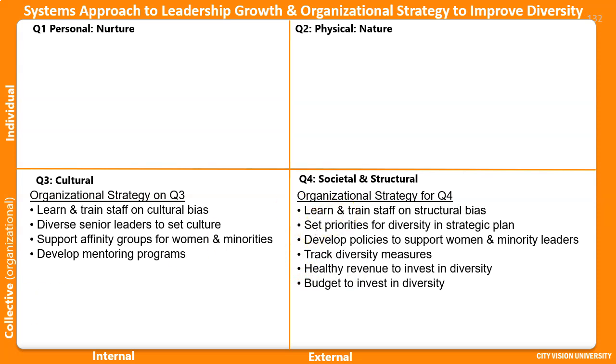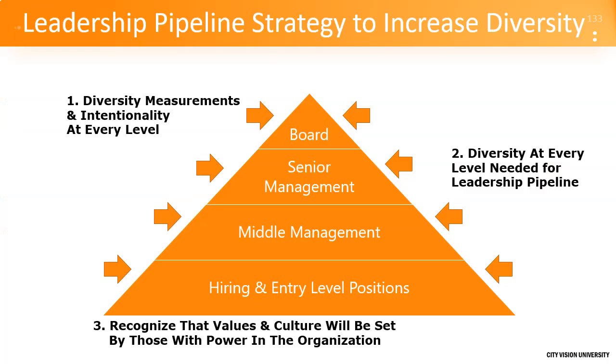Let me talk about a common strategy, going deeper into this: having a leadership pipeline strategy. This would be how the whole organization could do this. You have the board and senior management set diversity measurements and intentionality at every level. Then you try to have diversity at every level needed for the leadership pipeline. You recognize that values and culture will be set by those in power in the organization. So ultimately what you need is as much diversity as you can in your organization at each level.